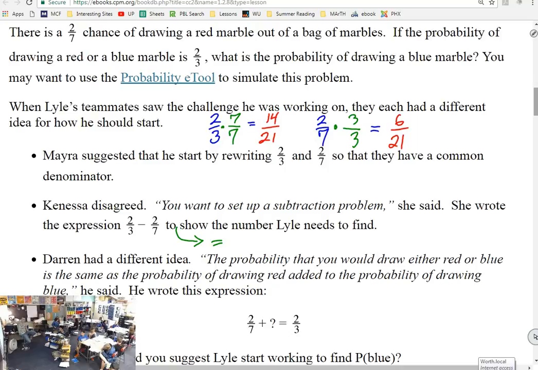So 14/21sts, 6/21sts. If I subtract those, I get 8/21sts. What does that give me then? What do I use the 8/21sts for? That's the probability of blue.